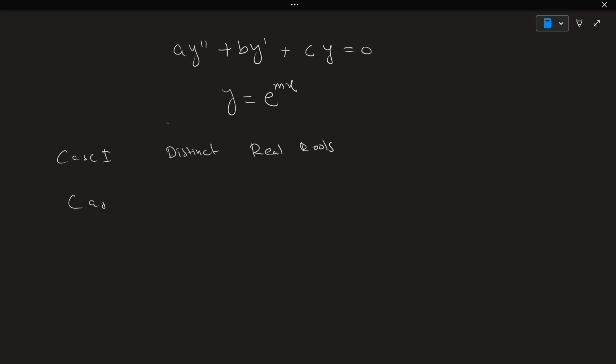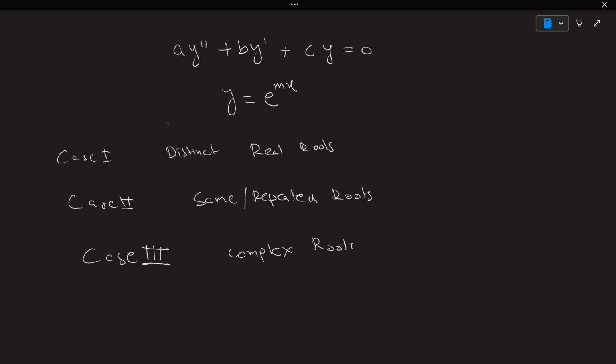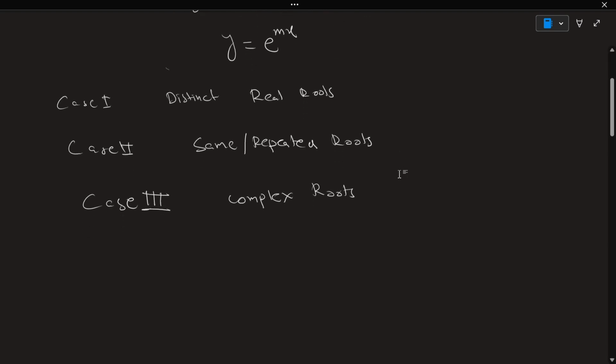Case 2, where we will get the same repeated roots of our polynomial equation, and case 3 will cover if we get complex roots for that equation. So now we will take examples, each example from all these cases.